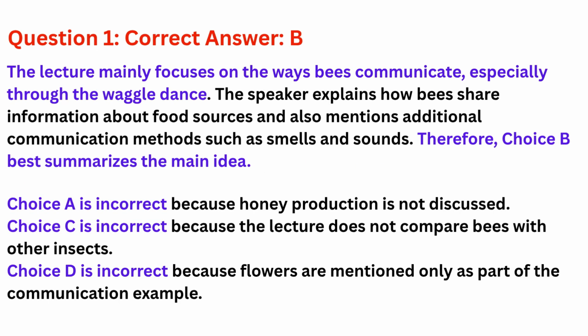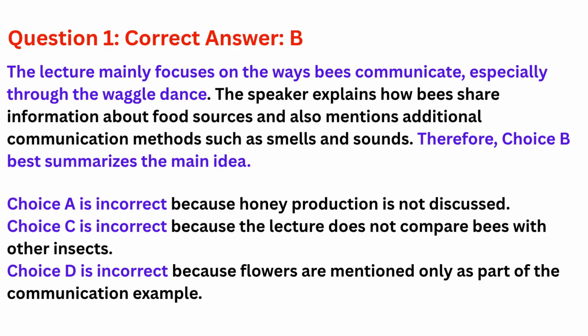Question 1. The main purpose of the talk is to explain how bees communicate. The lecture focuses mainly on bee communication, especially the waggle dance, and also mentions other possible methods, such as smells and sounds. Therefore, the correct answer is B.